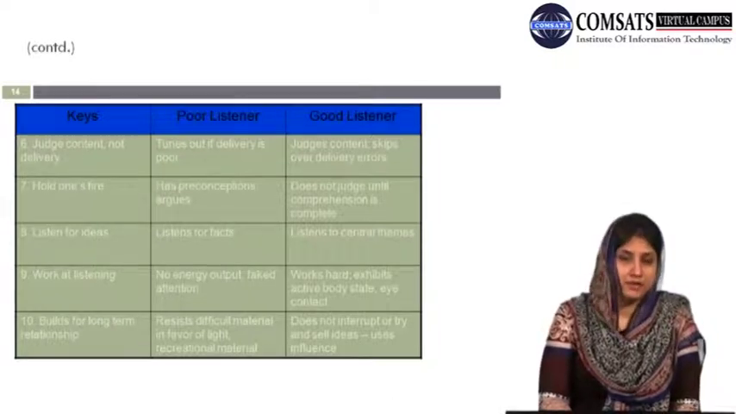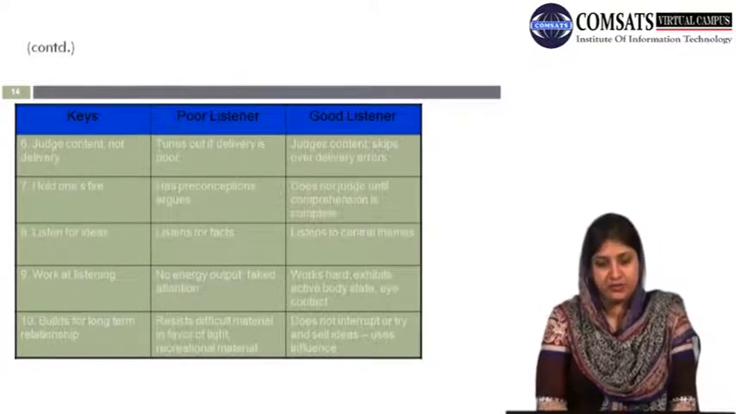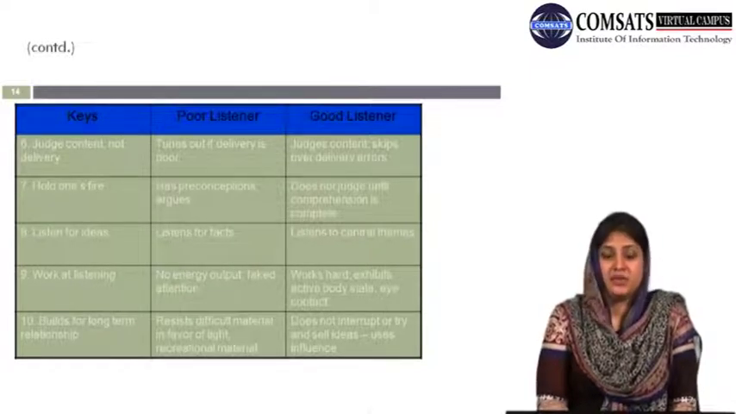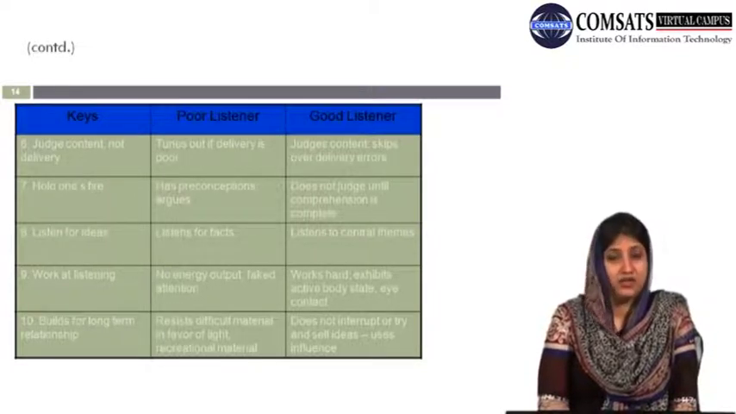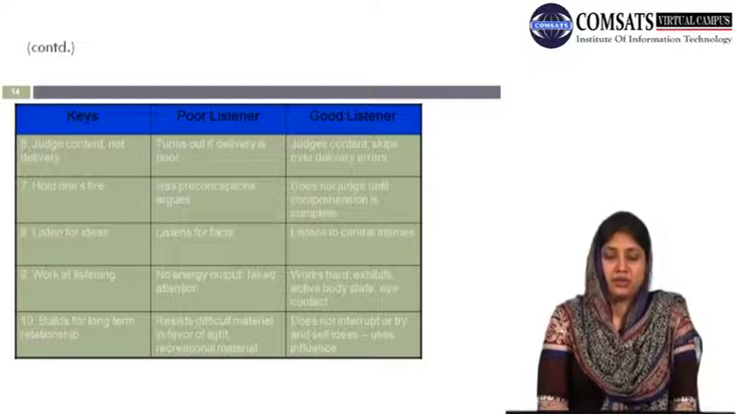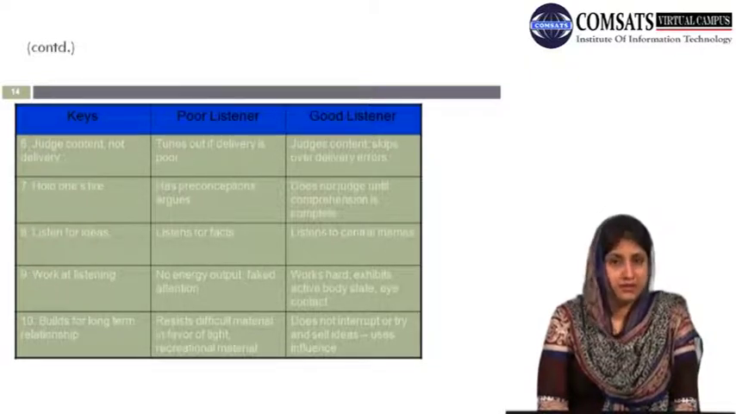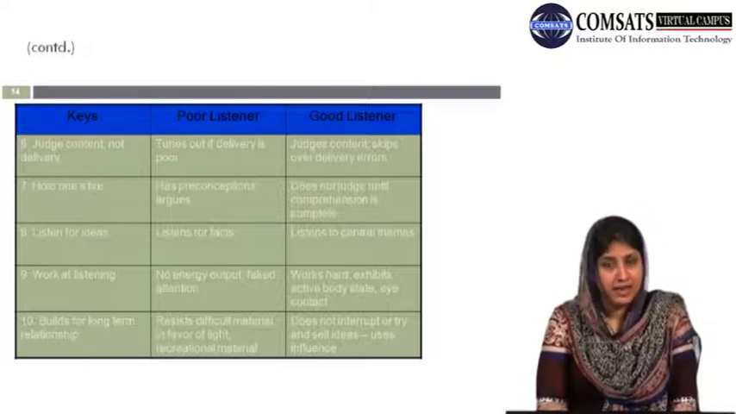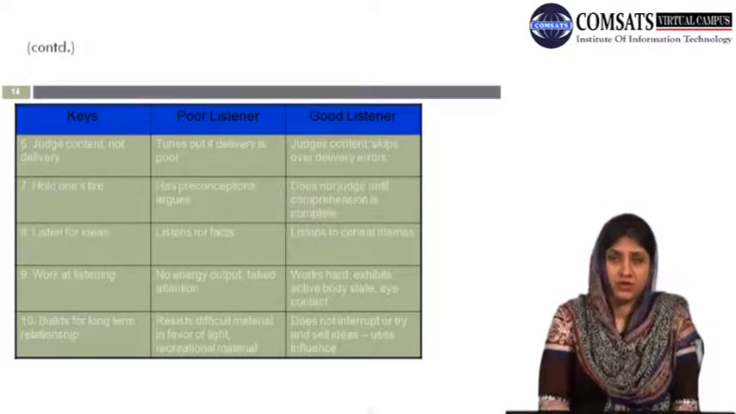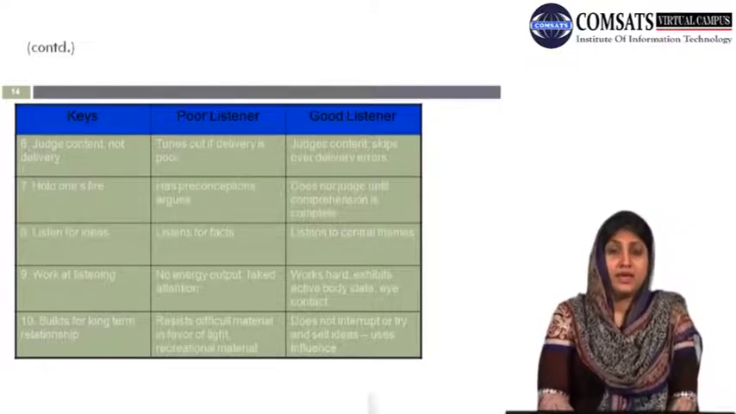Well, the last but not the least is build for long-term relationship. A poor listener will resist difficult material in favor of light, recreational material. However, the active listeners, the positive listeners, do not interrupt or try to sell ideas. They use whatever the message holds in the text and try to pick up as much as possible. So it is up to you now.